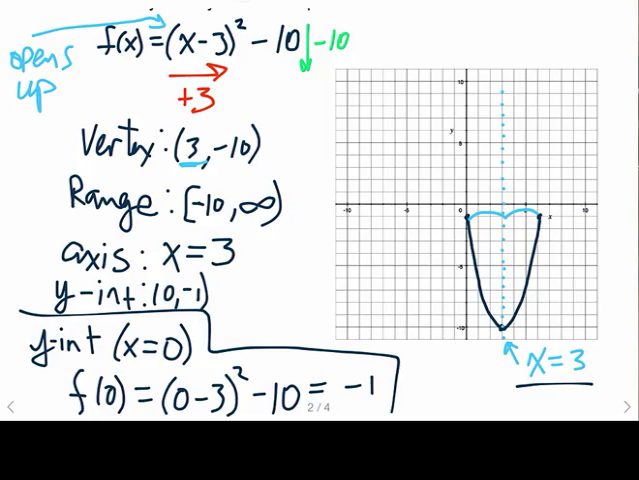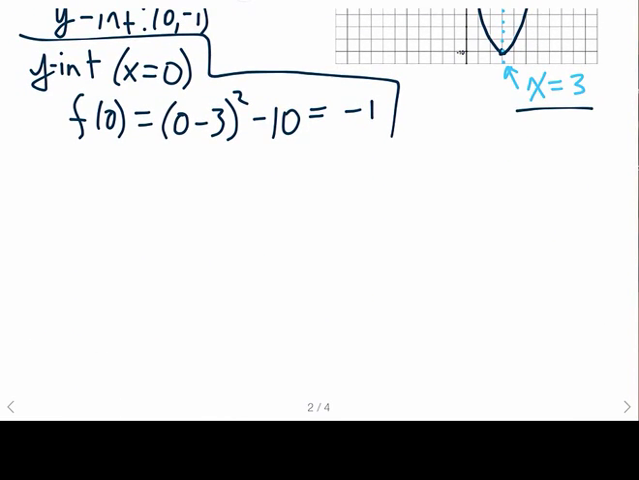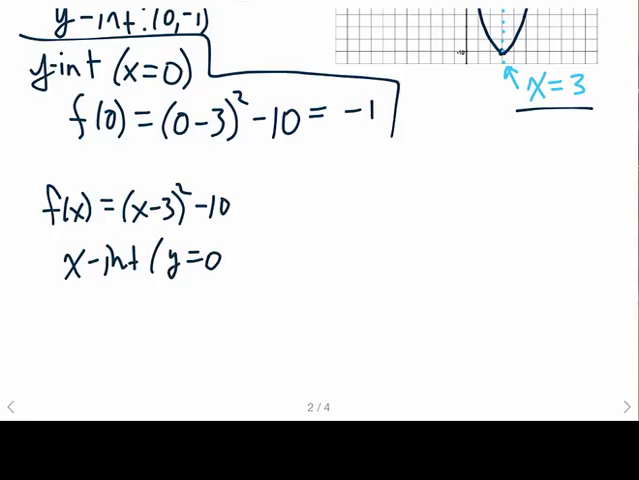Finally, we can talk about the x-intercepts, for which I need more room, so I'm going to scroll this up, rewrite the original function, f(x) = (x - 3)² - 10. And I remember for an x-intercept that y is equal to 0. I also remember that f(x) is playing the role of y. Therefore, I need to solve the equation 0 = (x - 3)² - 10.